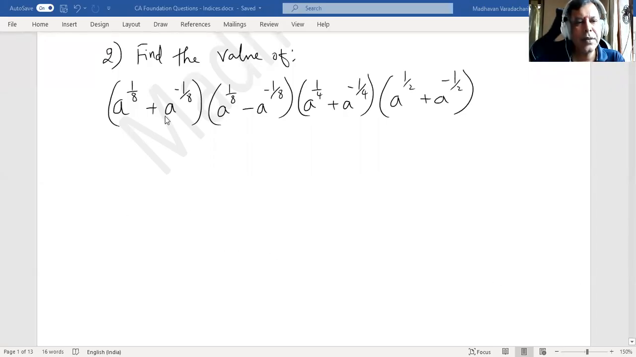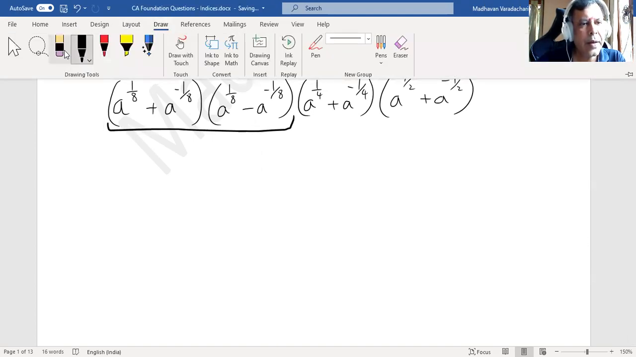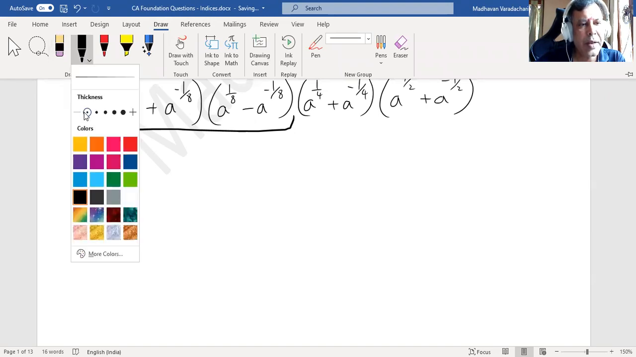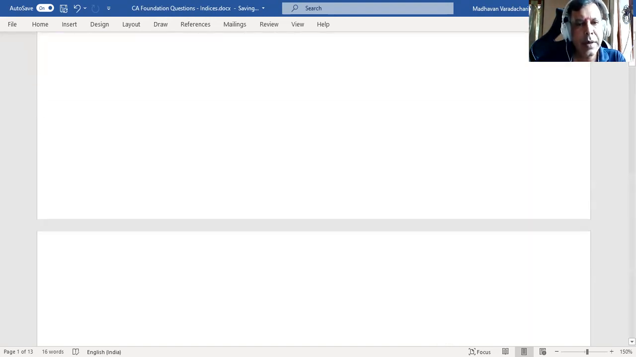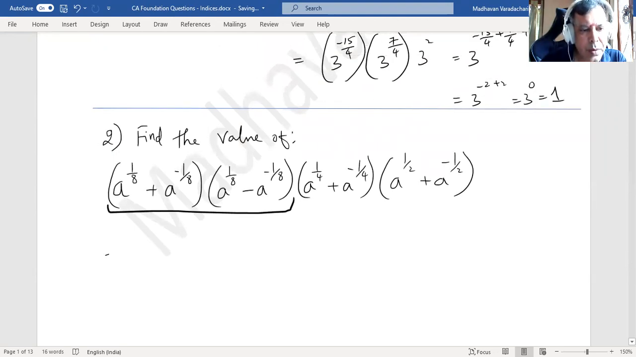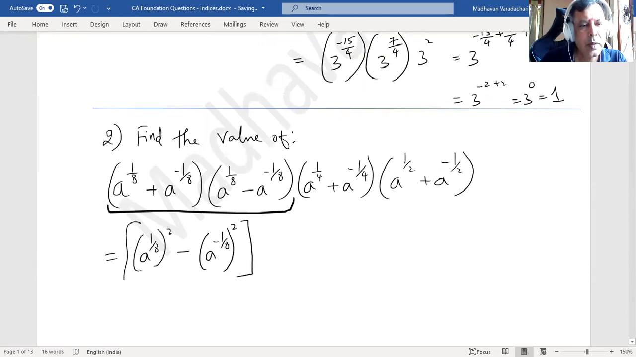Let us solve this indices related problem. If we look into the first two terms of this, we may notice that it is like (a plus b) into (a minus b). So we can use it as a square minus b square. Now these two we will go individually by multiplying.